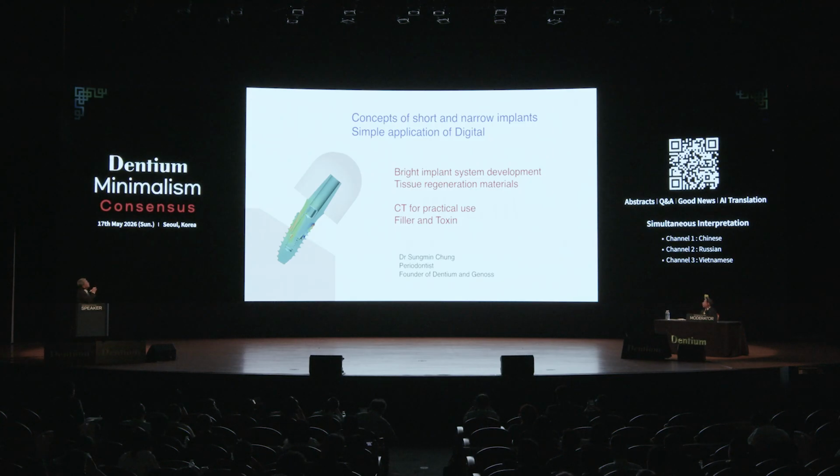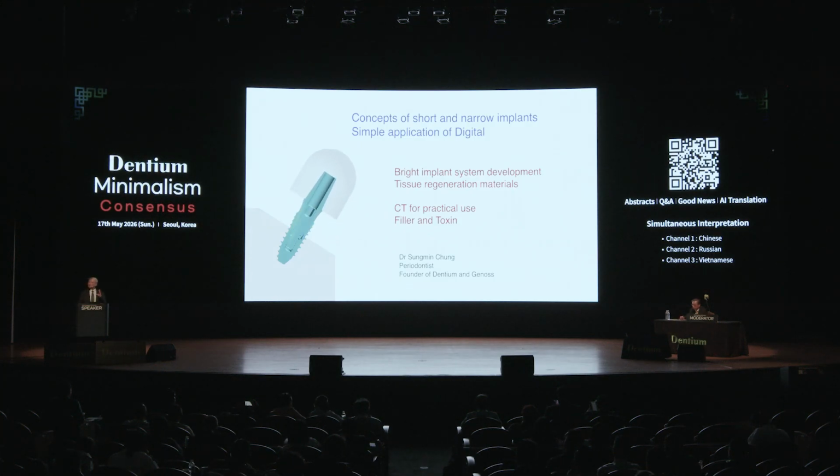I will give a very short introduction of the various materials, first the dental implant system and the tissue regenerative materials, then the use of cone-beam CT with the CT viewer for practical use, and if possible the perioral tissue augmentations. As you see, this is a bright implant, bone level. Previously, when you used a bone level implant in the posterior side, at least a 4.5 diameter implant was very safe.